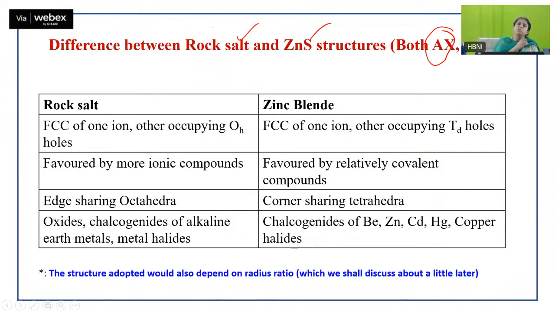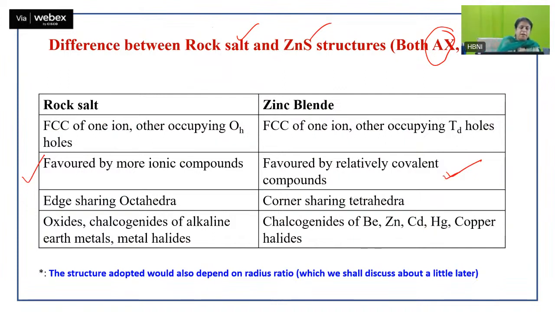When is it that they adopt rock salt structure and when is it that they would adopt zinc blende structure? Most important thing is the zinc blende structure is favored by relatively covalent compounds, okay? And this is favored by more ionic compounds. By rule, mark my word, whenever you have electrostatic attraction, whenever you have ionic compound, the ions tend to have more and more opposite charge ions around them. Why? Because the force of attraction will maximize and it will make it stable. But covalent compounds do not have any such criteria.